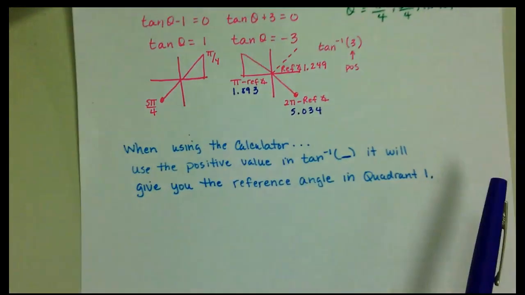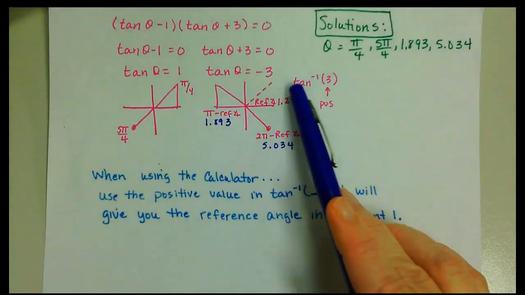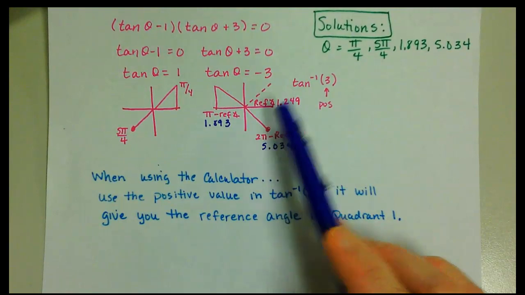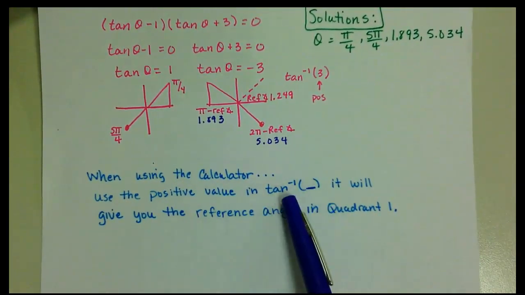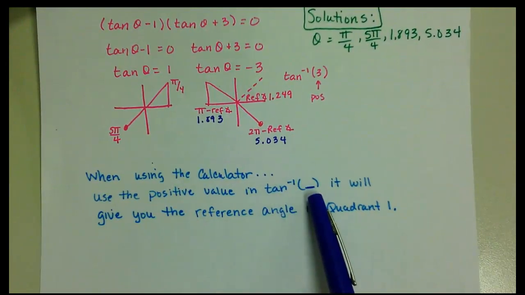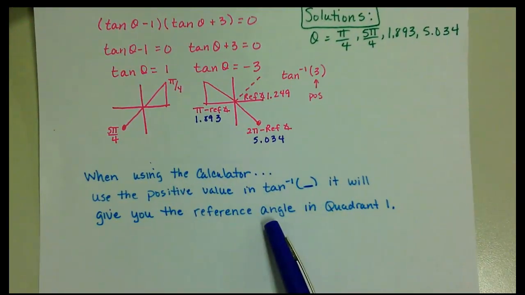So when using a calculator, please remember that when you're trying to do this arc for the purpose of finding an angle, not for actually restricting it, when you use your calculator, you do tan to the negative 1 of whatever that value is. That will give you the reference angle in quadrant 1.